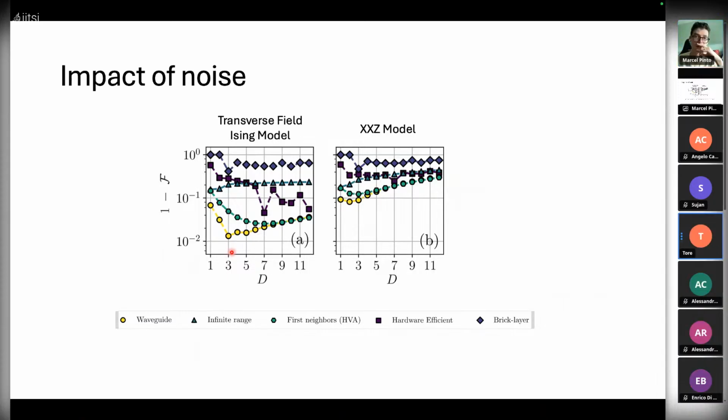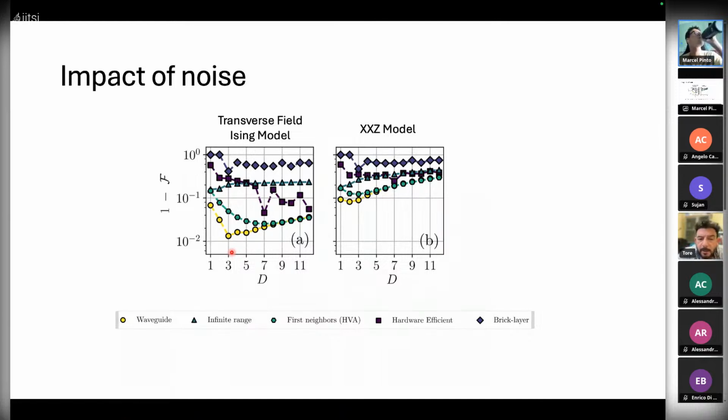Sorry, Marcel, which kind of noise is that? The noise that they're using, if I'm not wrong, is amplitude damping and dephasing. So at each application of the gates, they can have a probability of getting dephased or damping the signal a little bit. If I'm not wrong, this is the noise that they use.